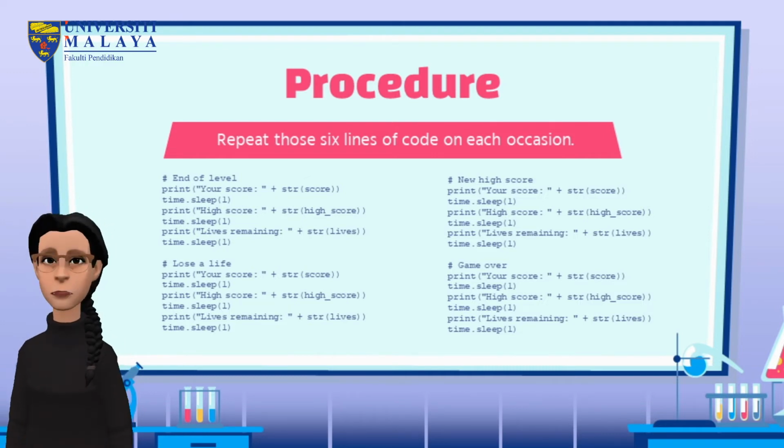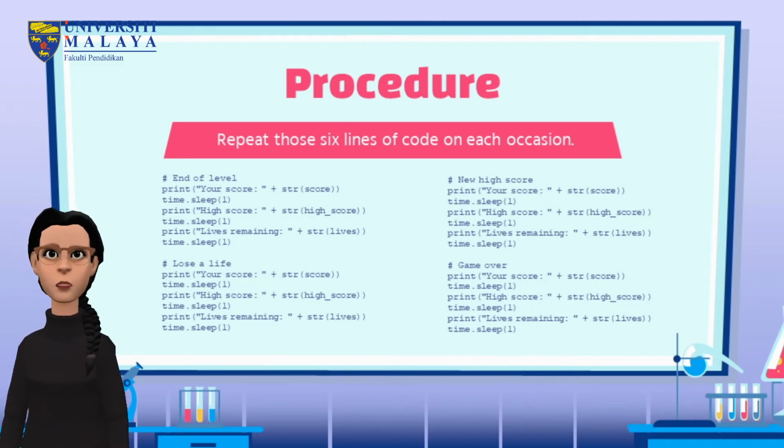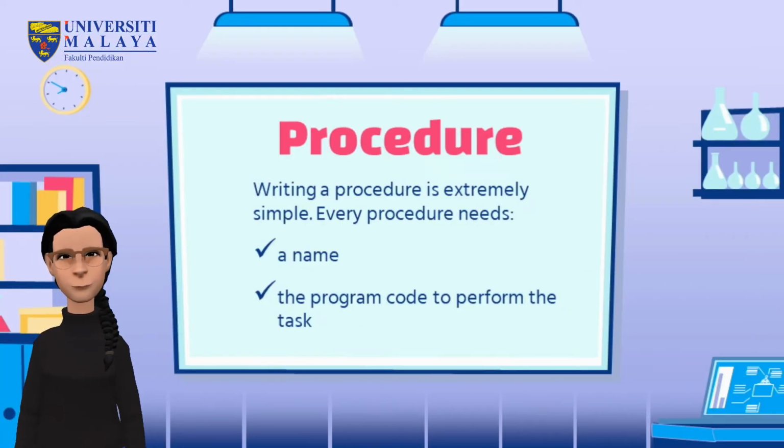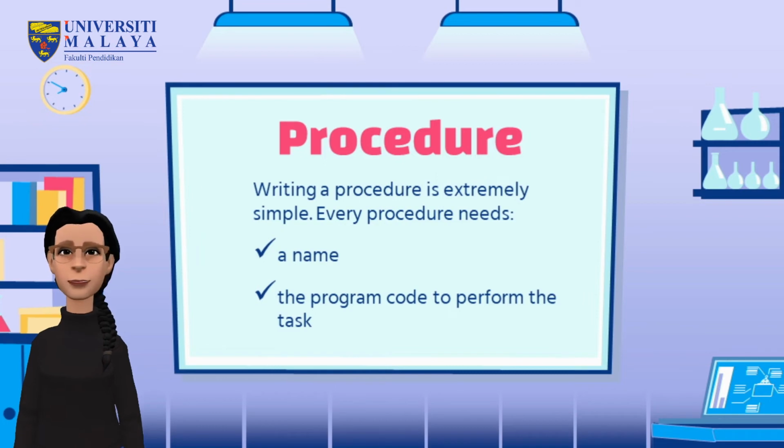Yeah, I know, this is repetitive and a waste of time. It would be better to write a procedure and simply run that procedure whenever it is needed. So, how to write a procedure in Python? Calm down, relax. Writing a procedure is extremely simple. Every procedure needs a name and also the program code to perform the task.